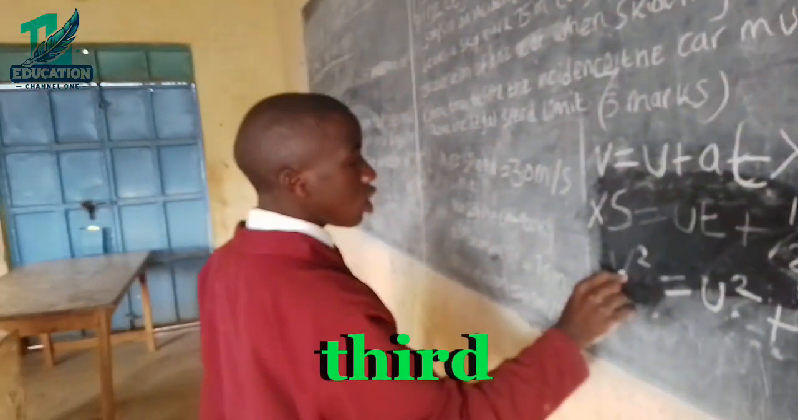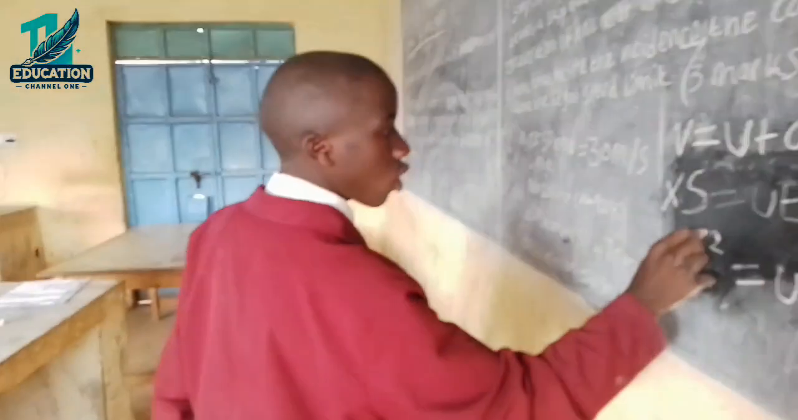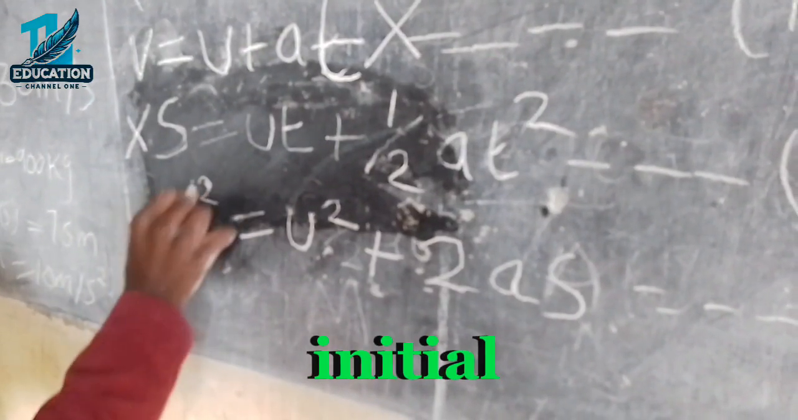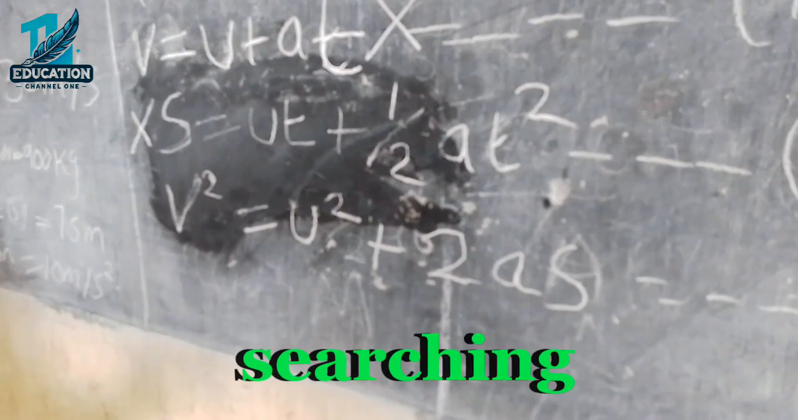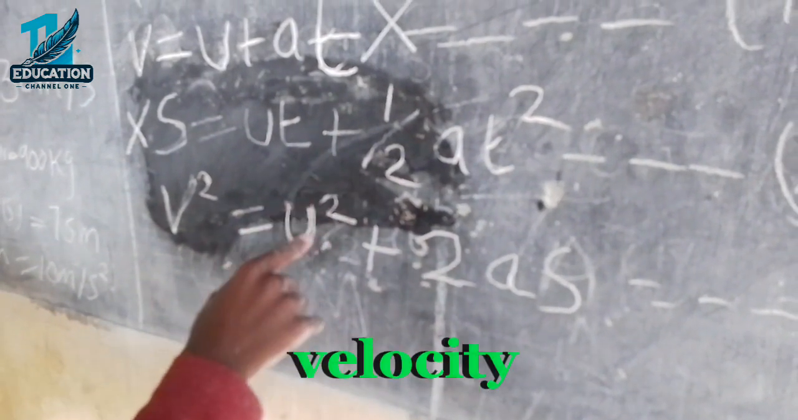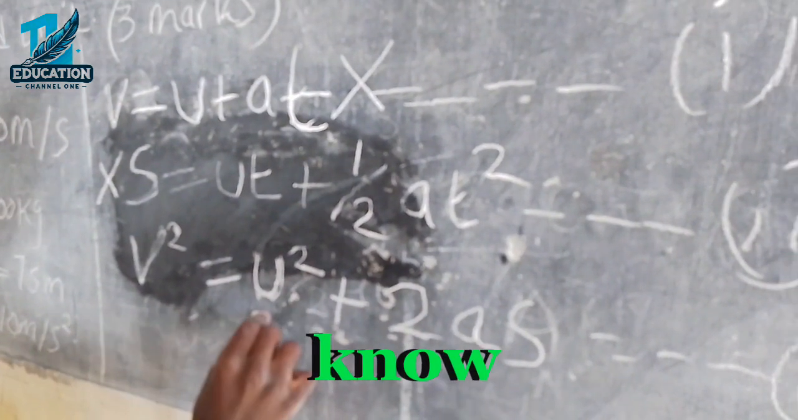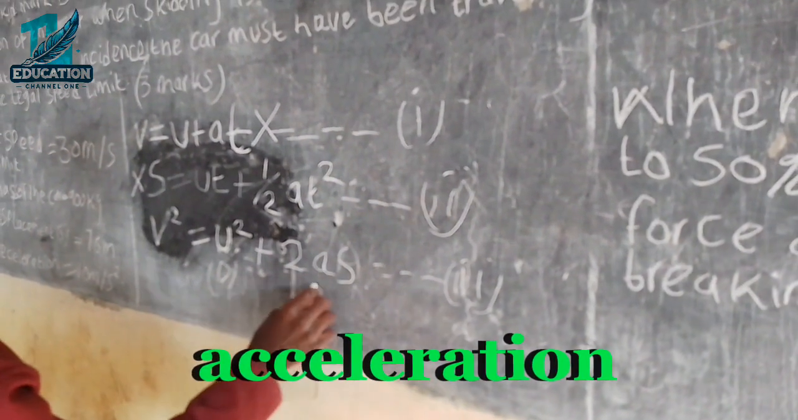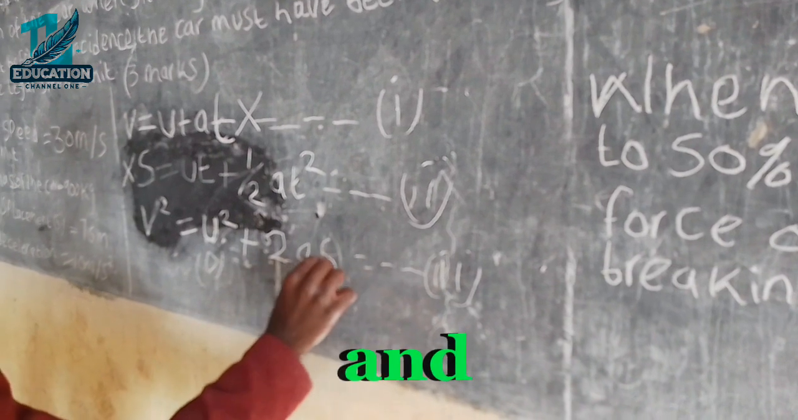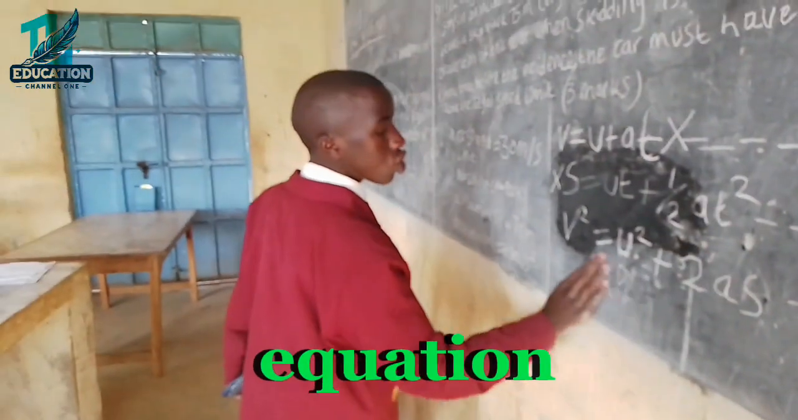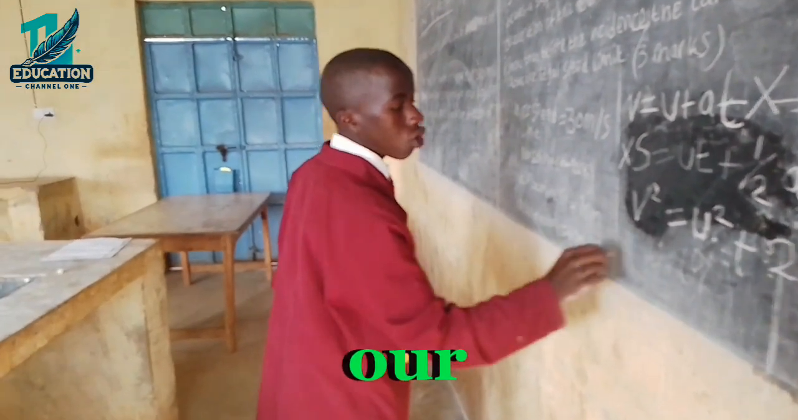So for the third equation, we have V squared, which is the initial velocity, what we are searching for, and U is the final velocity, of which we know it's 0. The acceleration, we have it as 10 and the displacement as 75. So the third equation can apply in our context.